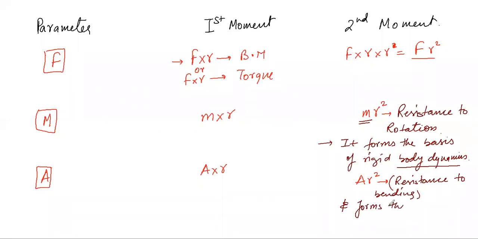the basis of the strength of material, right? So always remember one thing: when you have anything which is resistance to bending, then you have your area moment of inertia, right? When you have anything which is resistance in a dynamic condition, then you have your mass moment of inertia, right?